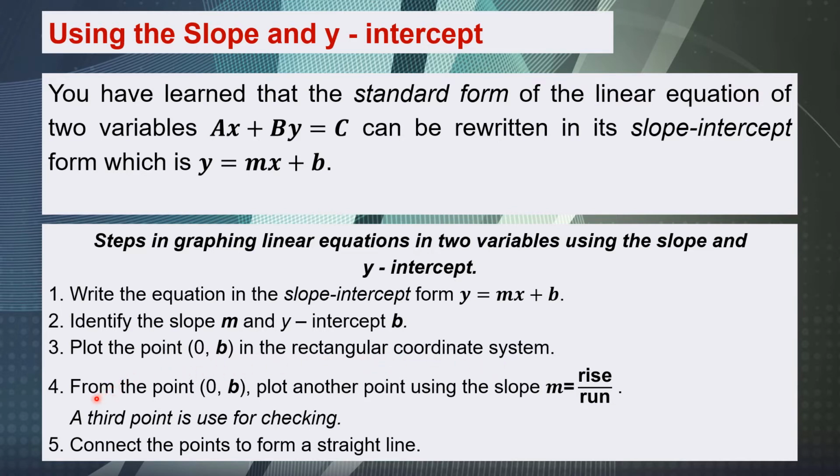And number 4, from the point (0, b), plot another point using the slope m equals rise over run. A third point is used for checking. Then, the last step is connect the points to form a straight line.